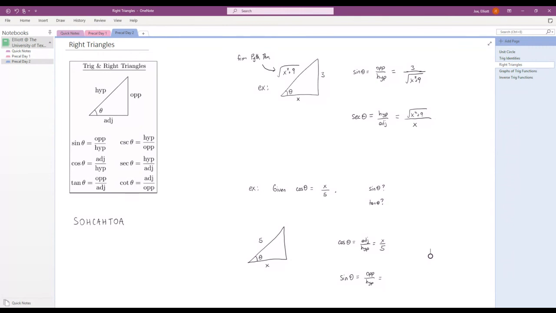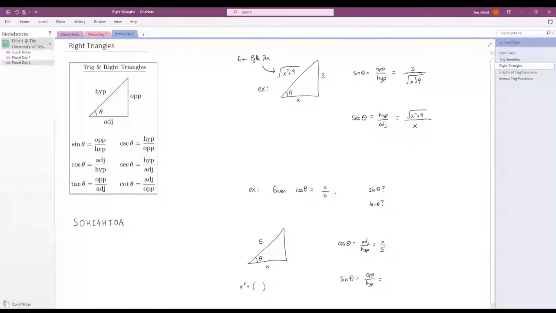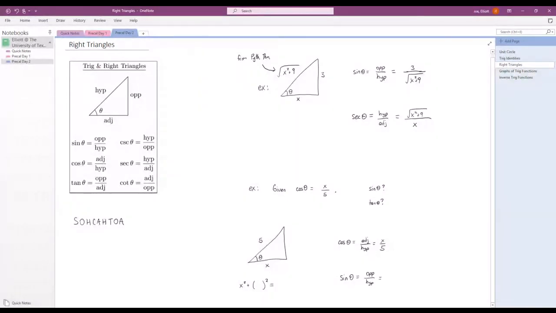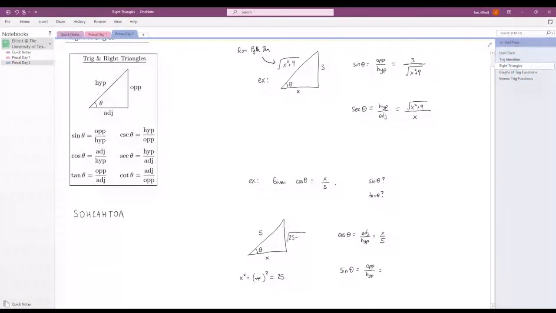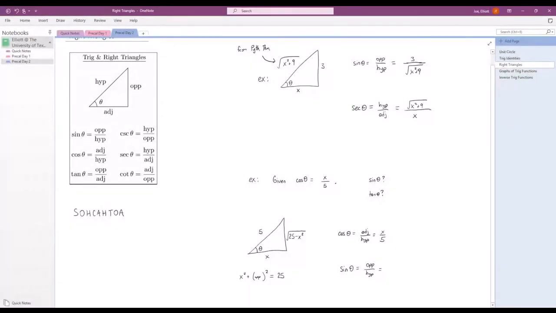Okay, well, we could use the Pythagorean Theorem for it, which I think is what you guys were doing. So we know that x squared plus whatever the opposite side is squared should equal the hypotenuse squared. Then if you subtract the x squared over and take the square root to solve for the length of the opposite edge, you get square root of 25 minus x squared. Okay, very good.